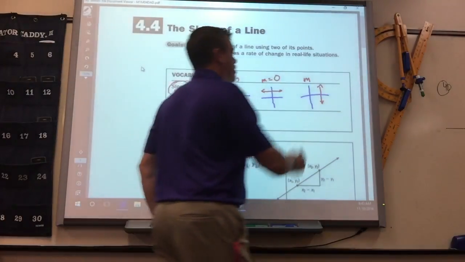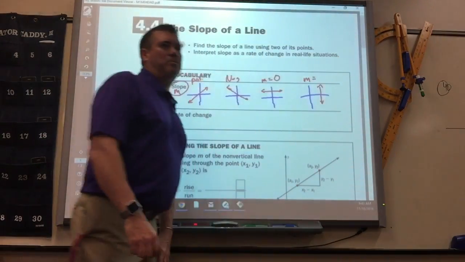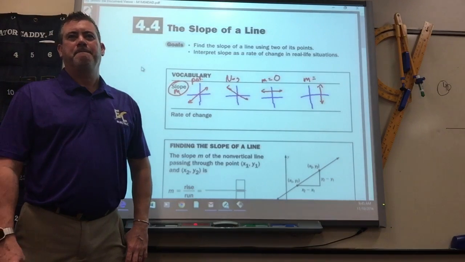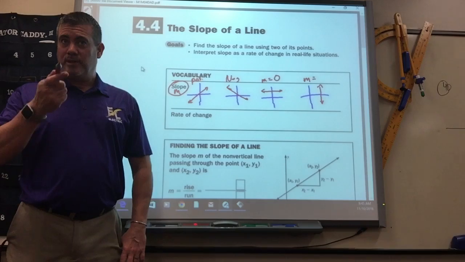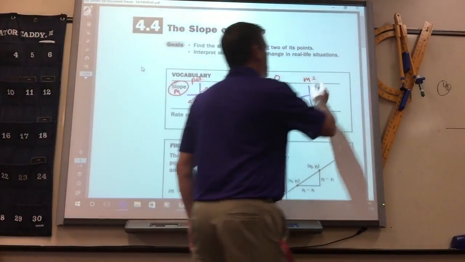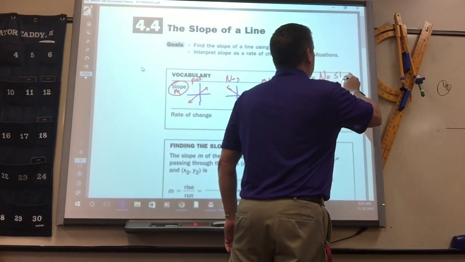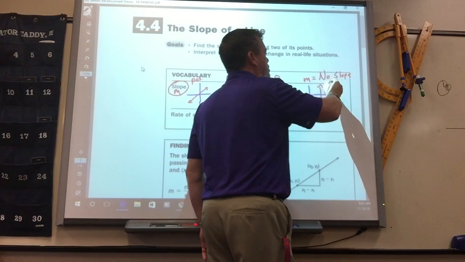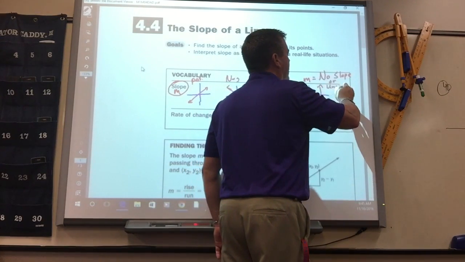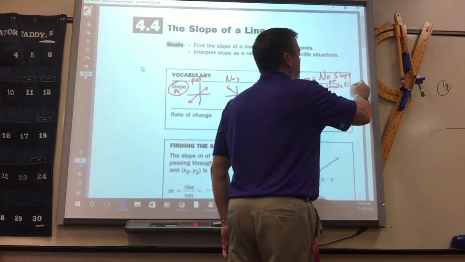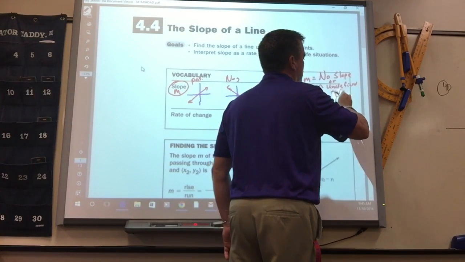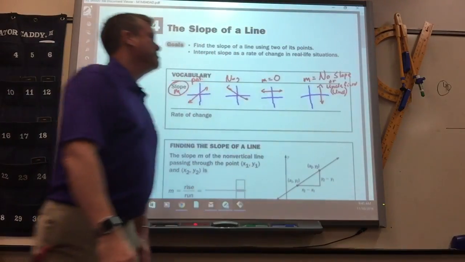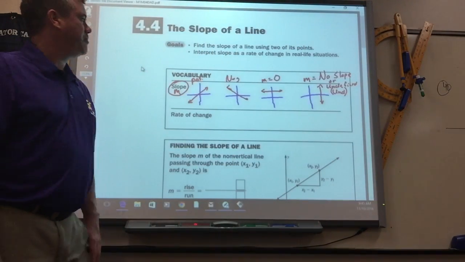But if it's a vertical line, do you remember what that slope is? There is no slope. You can either put no slope or you can put undefined. Most people abbreviate it, because you can abbreviate U and D for undefined. So either one you want to put.